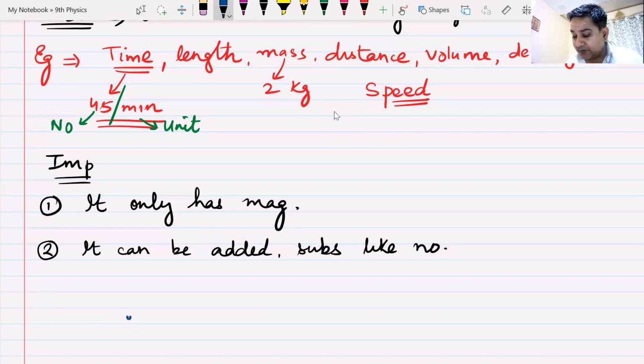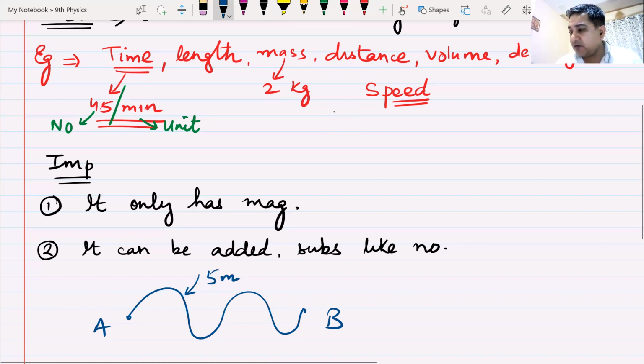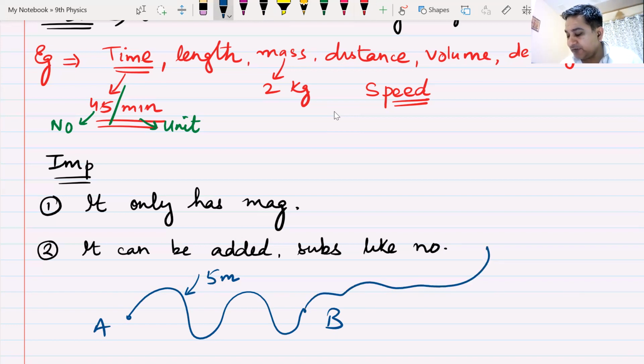For example, if I'm going from A to B and I'm following a path like this, and I say that from A to B the distance traveled by me is, let us say, 5 meters. Now I continue my journey and I reach point C. And the distance I have traveled here is 6 meters. Now, if I ask you, what is the total distance traveled by me? What would your answer be?